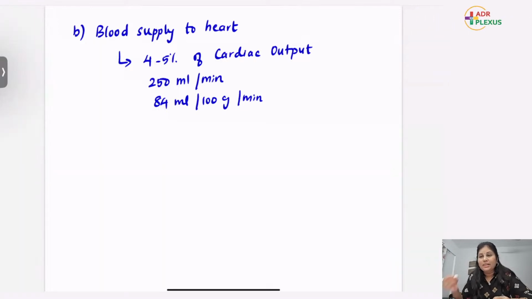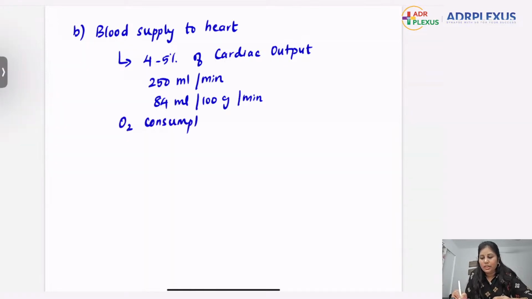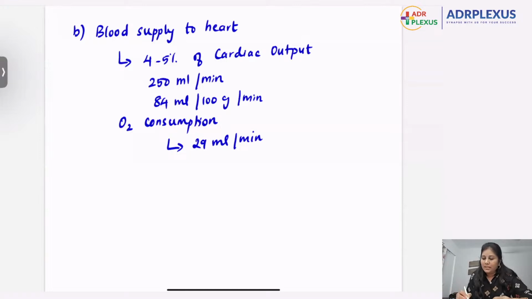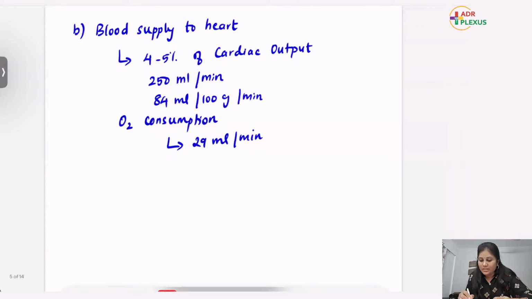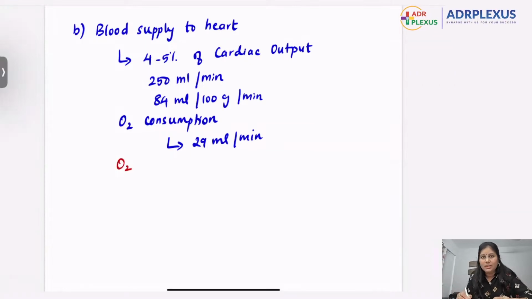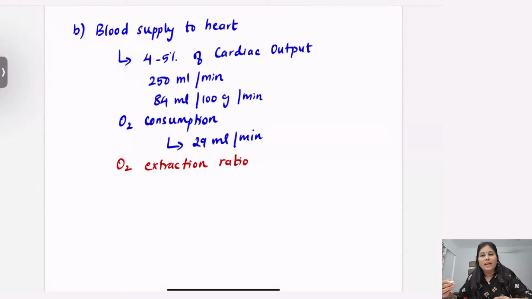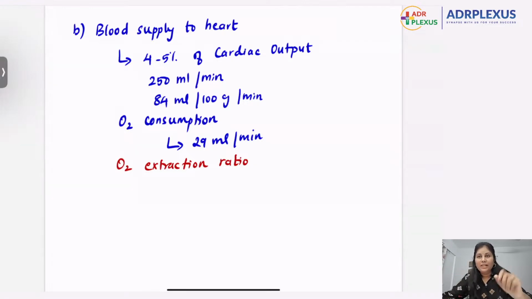And in the blood, what else is going? Oxygen is going. That is the most important ingredient. So what is the oxygen consumption of the heart? It is around 29 ml per minute. And the very important peculiarity of coronary circulation is the oxygen extraction ratio. What is the oxygen extraction ratio? How much oxygen is taken by the myocardial cells and how much is left in the veins? Usually 19 ml of oxygen goes in the artery and 14 ml returns in the vein. So how much oxygen is utilized by the tissue? It is only 5 ml.